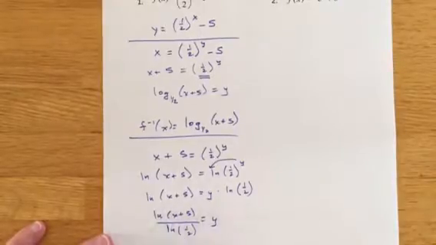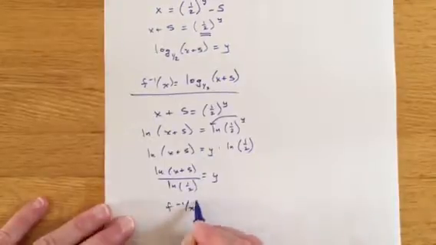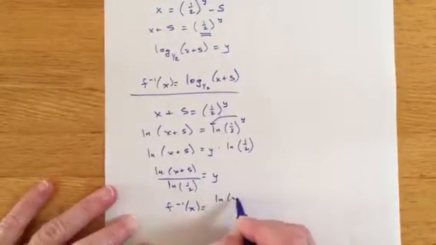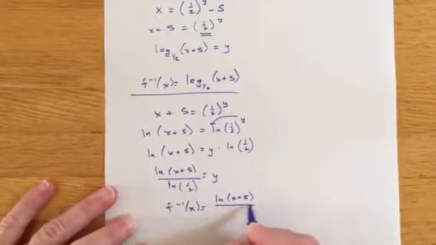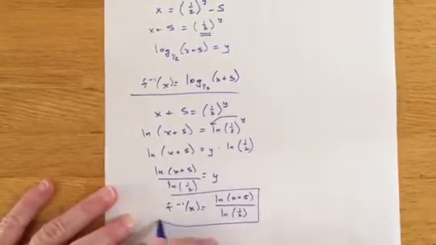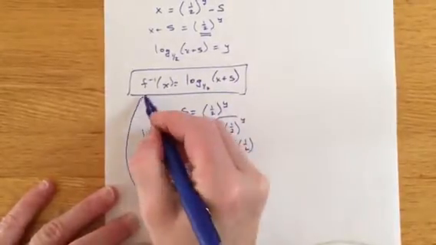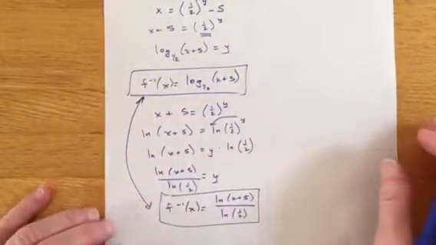If you write it in this form, it would look like f inverse of x equals ln of x plus 5 over ln of a half. You should see that these two expressions are equivalent. That's just our change of base formula.